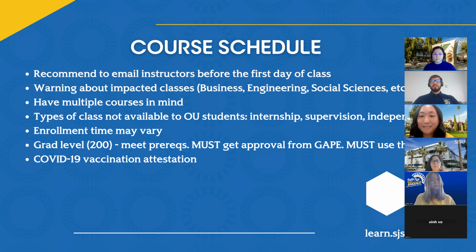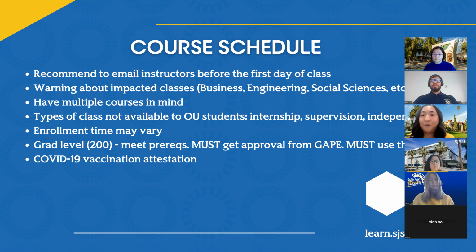As far as the course schedule goes, Open University students can enroll in most courses with a few exceptions. As for selecting your courses, we recommend that when you see a course you like, you email the instructor before the first day of class. You can't enroll until the first day, which will be January 25th in this case for spring, but you can always ask ahead of time. Every instructor listed will have their email hyperlinked on the course schedule.